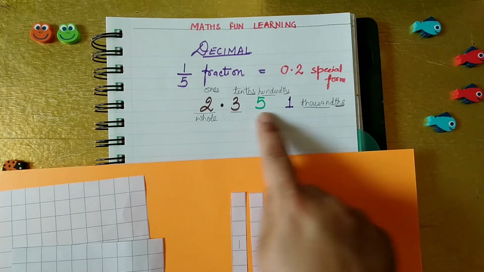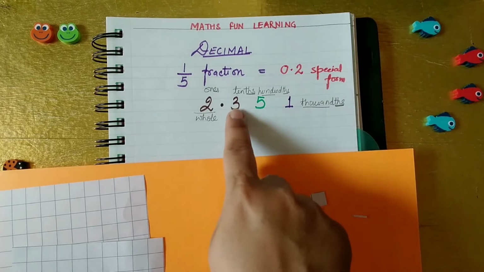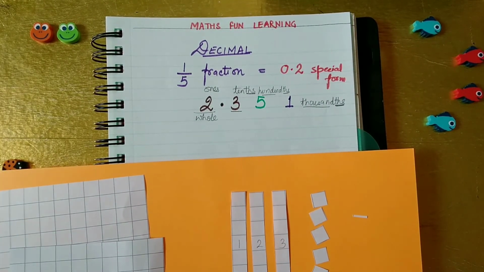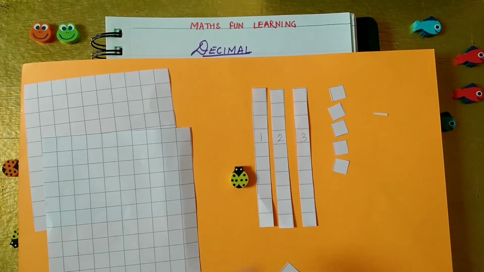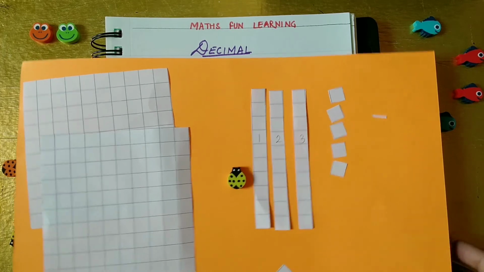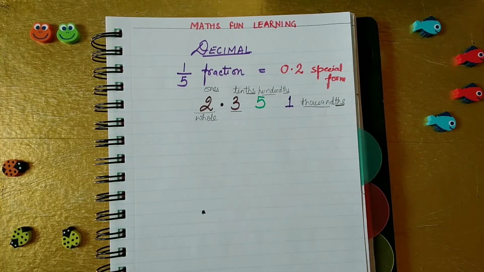This 5 is on the hundredths place. This is 5 out of 100. This is 3 out of 10. So that is what a decimal is. So I hope kids it is quite clear to you. Decimal means you have to make a little more small pieces.